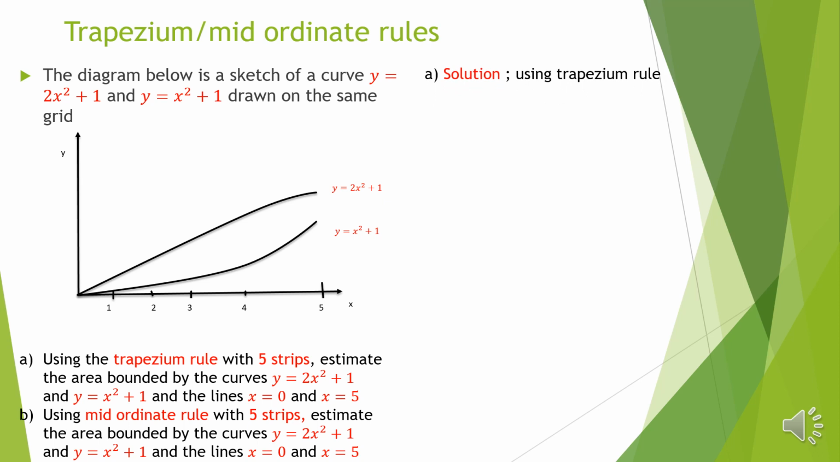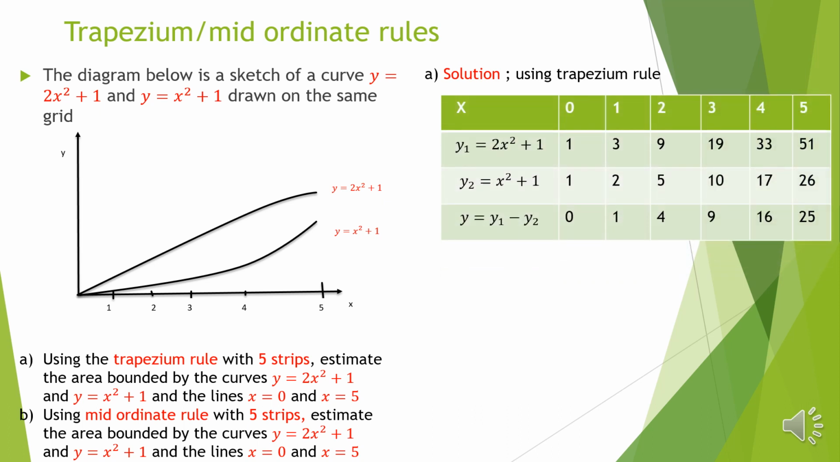Using the trapezium rule, we'll first of all tabulate a table and get some figures related to the figure given. I want you to consider this table that I've provided. Now the values of x range from 0, 1, 2, 3, 4, and 5. That means I've gotten the height to be 5 minus 0, that is 5 minus 0 divided by the number of strips. And therefore, we are getting the height of each strip to be 1.